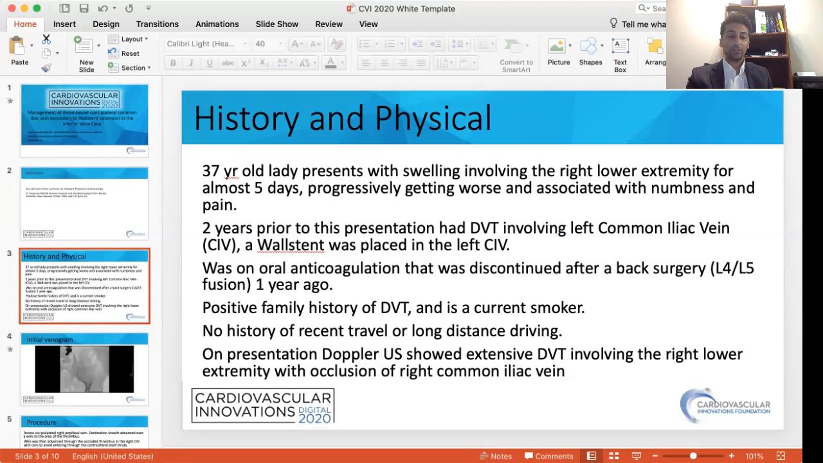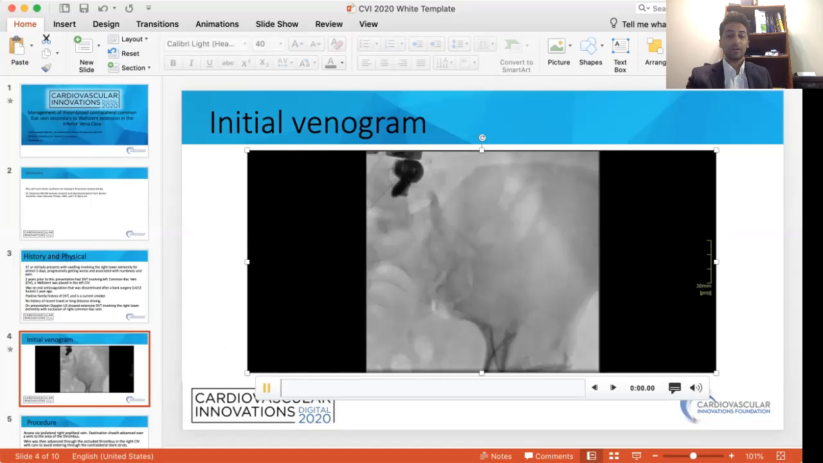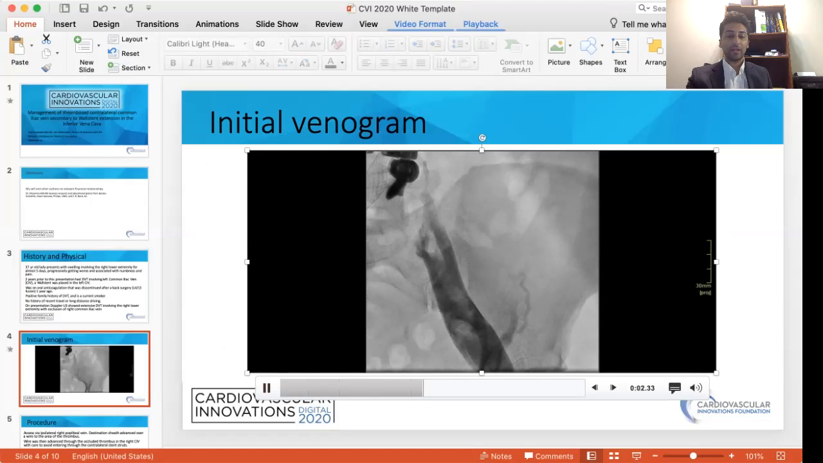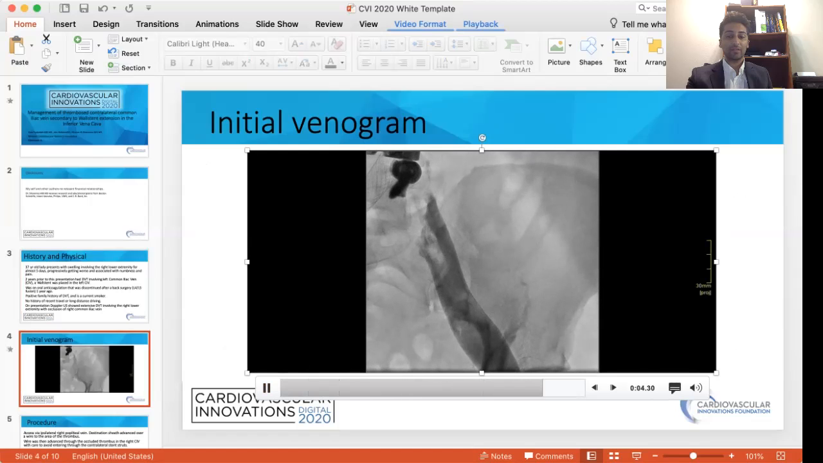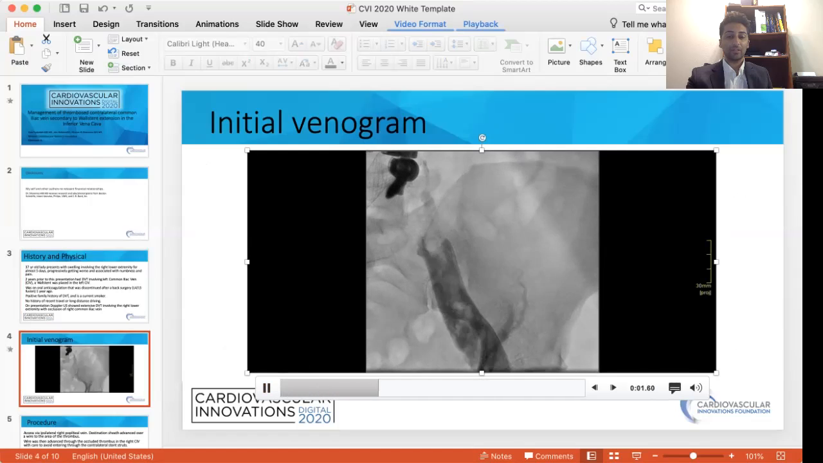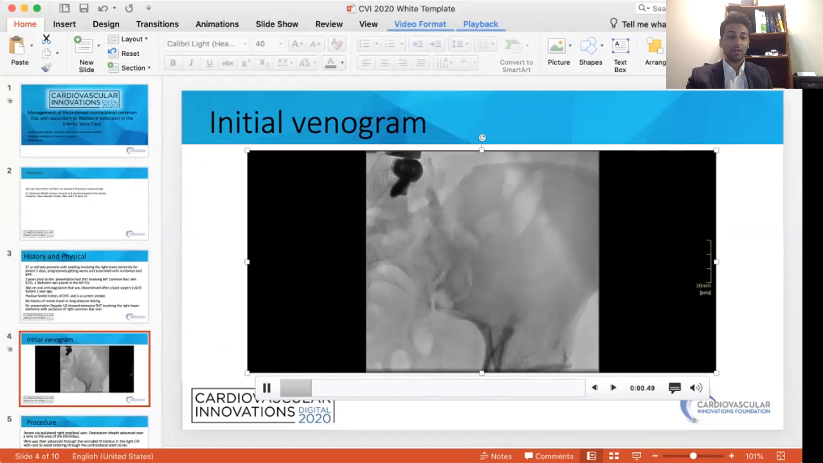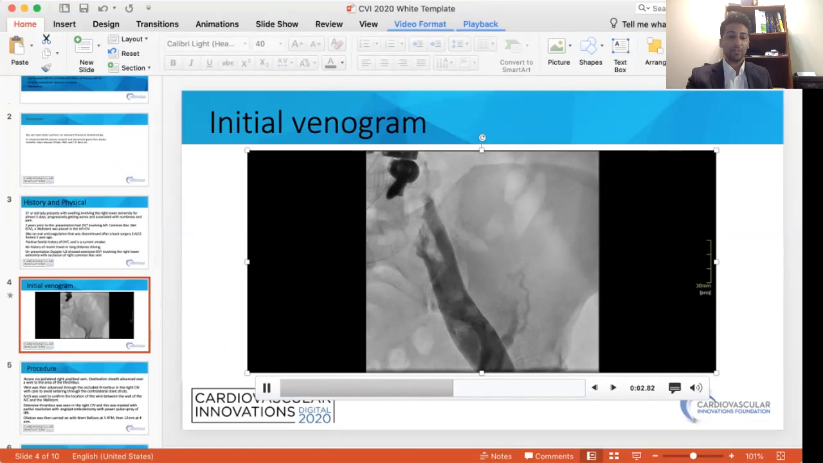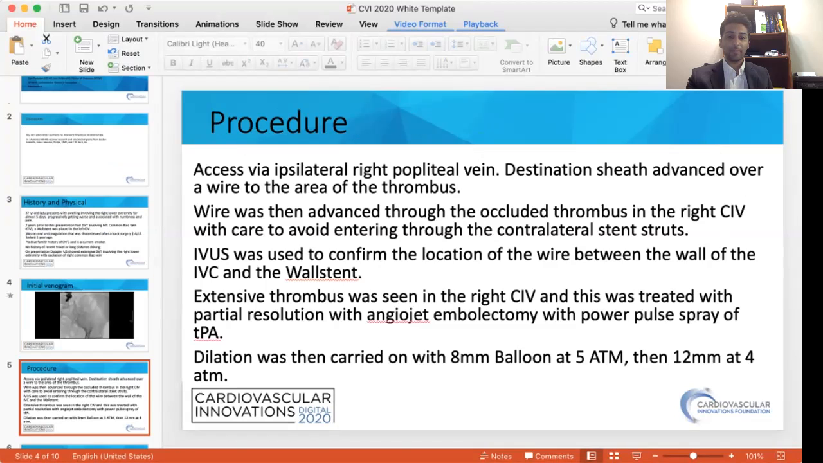On presentation, Doppler ultrasound showed extensive DVT in the right lower extremity from the popliteal vein up to the common iliac vein. This image is the venogram after obtaining access from the ipsilateral side. The right side here is the right side of the patient. As you can see, the contrast almost stops before it reaches the inferior vena cava, showing the extensive DVT.